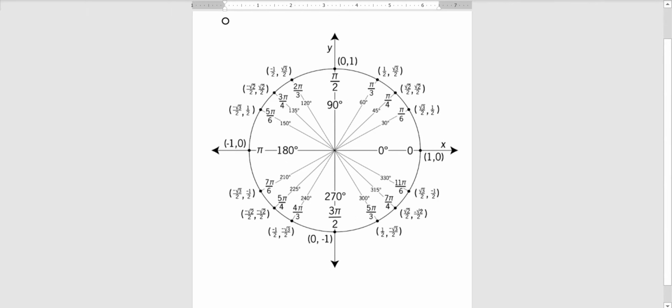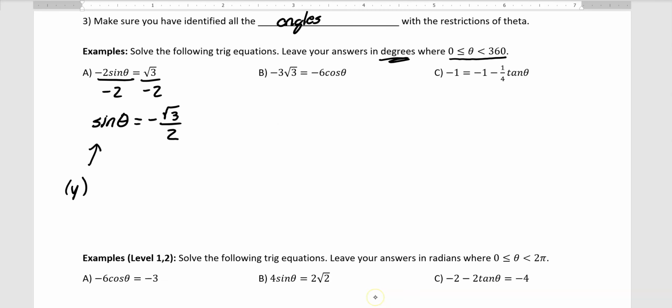So -√3/2. Well, if I'm looking at my y value, I see the positive here. So my -√3/2 is right there. And if I go across, it's also right here on the other side of the y-axis. Since they want degrees between 0 and 360, I would have 240 degrees and 300 degrees as my answers. So I will say theta equals 240 degrees and 300 degrees. And that is our solution.